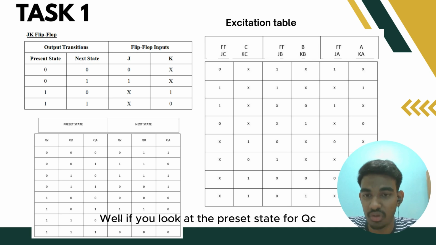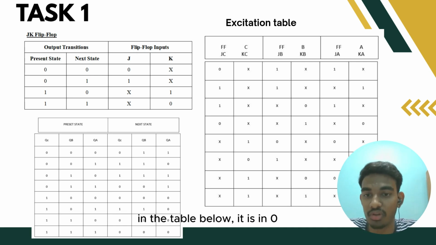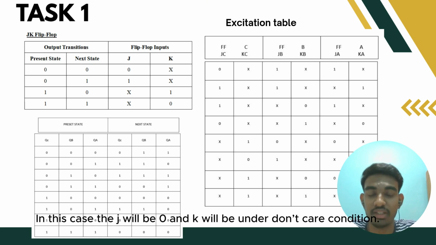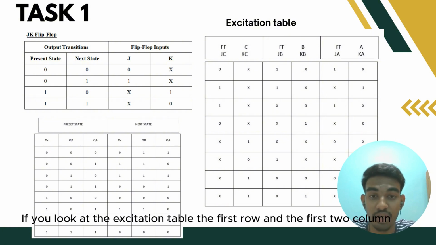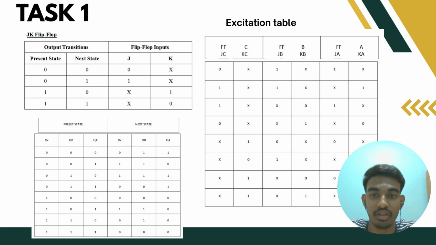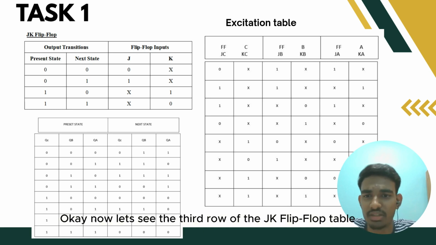If you look at the present state for QC in the table below, it is 0 and the next state of QC will also be 0. In this case, J will be 0 and K will be a don't care condition. If you look at the excitation table, the first row and the first 2 columns show the answer, which is 0 and X.